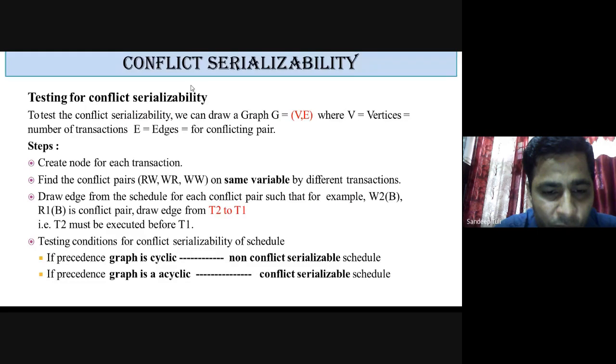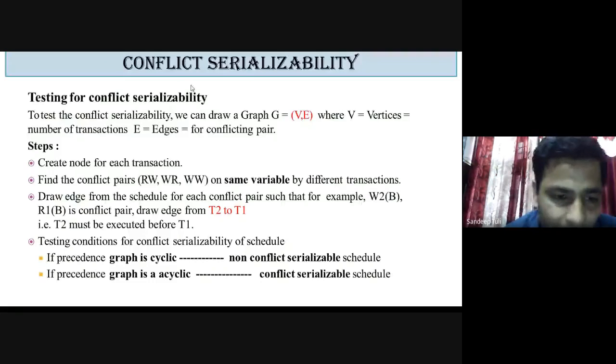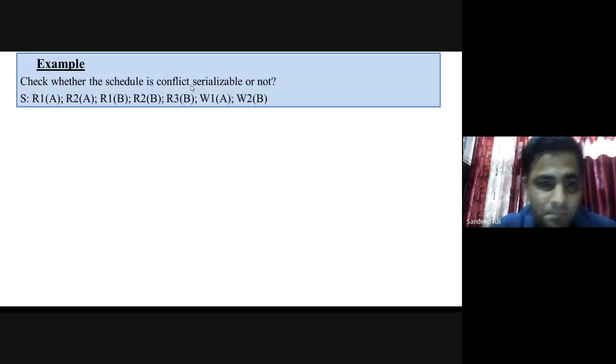Draw an edge from T2 to T1. If the conflict happens this way, then we have to put an edge from T2 to the T1 vertex. It means T2 must proceed or execute before T1. And the final step is testing the condition for conflict serializability: if the graph is cyclic, then the schedule is non-conflict serializable, and if the graph has no cycle, then it is conflict serializable.